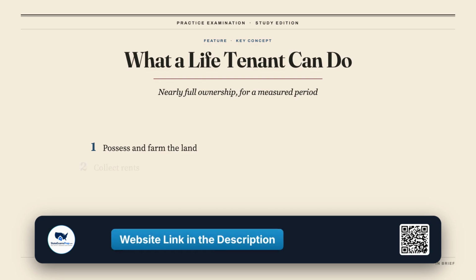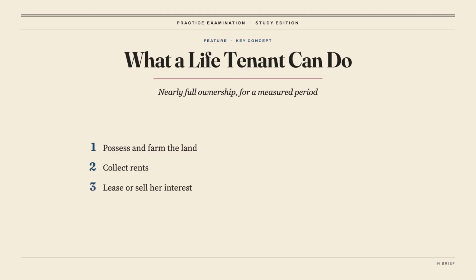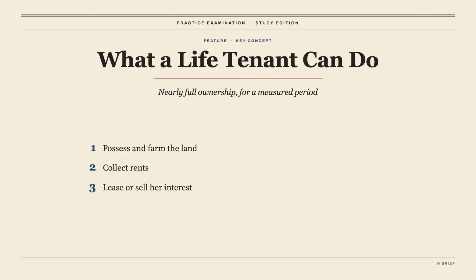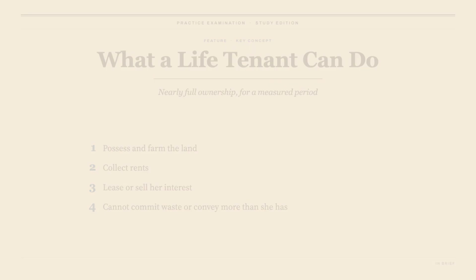A life tenant gets almost everything an owner has. She can possess the land, farm it, collect rents, and even lease or sell her interest, but she cannot commit waste, and she cannot convey more than she holds. So any buyer's estate still ends at her death.